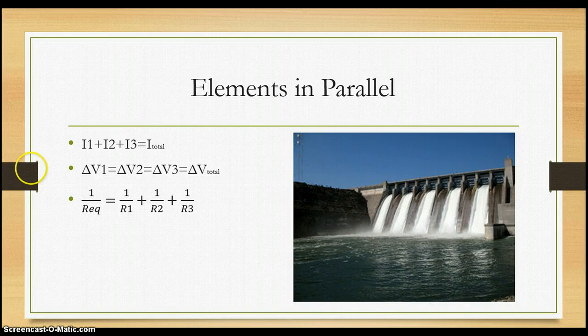A water analogy that you can apply to elements in parallel is water flowing out of a dam. When water flows from a dam, the gravitational potential energy lost per kilogram of water falling into the rest of the water is the same despite the path that the water takes. So this is similar to the voltages across the parallel resistors since they equal each other, regardless of their path.